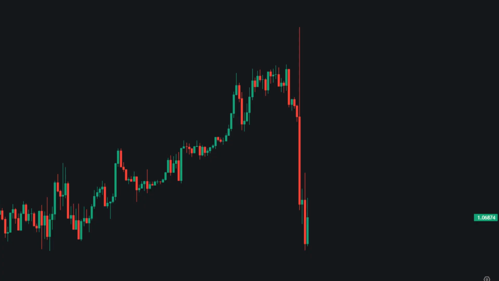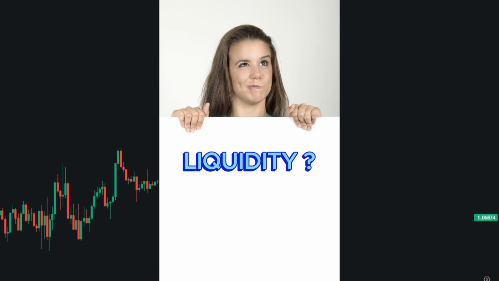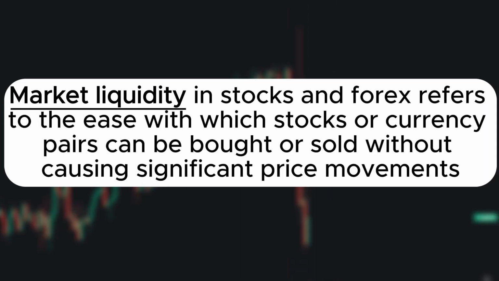Alright, welcome back. Now let's first understand liquidity. What is liquidity? Market liquidity in stocks and Forex refers to the ease with which stocks or currency pairs can be bought or sold without causing significant price movements.